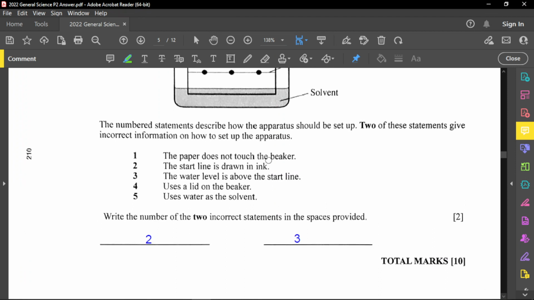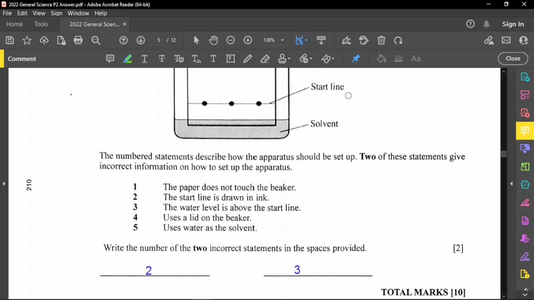The paper does not touch the beaker, and that is true. It said the start line is drawn in ink. It is not safe to draw the start line in ink. Let me just go back to the diagram. You see what I'm saying? So the start line, which is this line running across here, these dots, they are ink, but the start line should not be ink. For the start line, you should use pencil, because if you use ink, what will happen? The ink will also dissolve and separate into different colors as well.